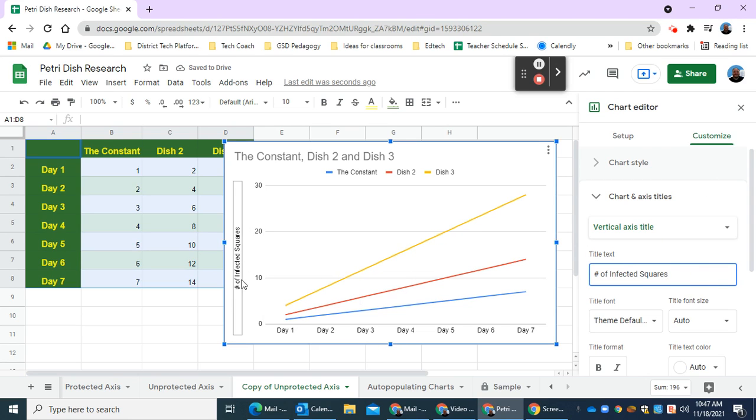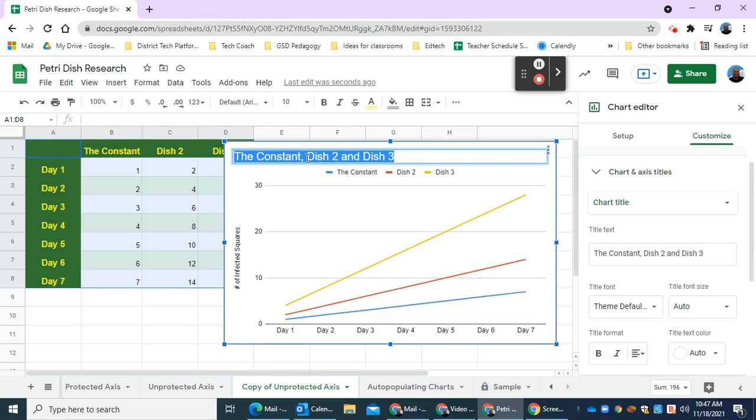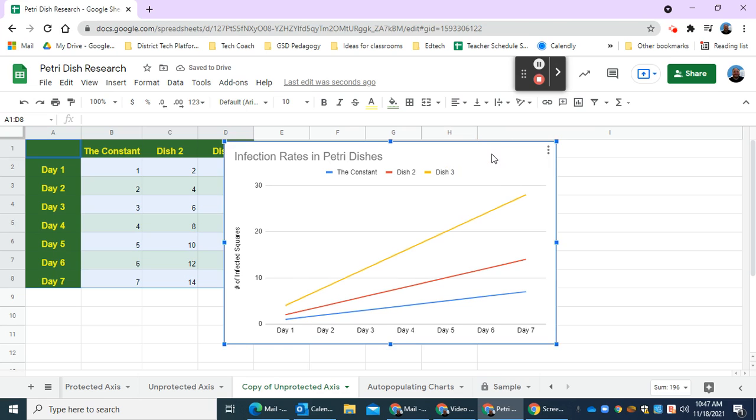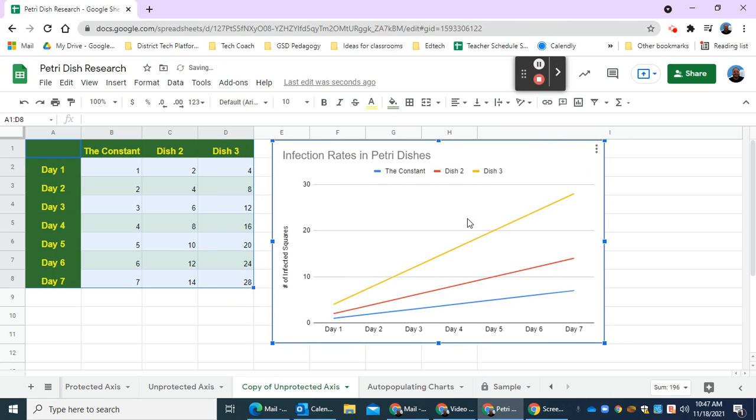And you can see now people know what these numbers mean. If you don't like the title up here, if you want this to be more specific, infection rates in petri dishes, I'm sure you guys can come up with a better title. But there we go. We close out of this, and now we can move our chart over here. Now we have a chart. Now we have a graph and a chart. Congratulations, scientists.